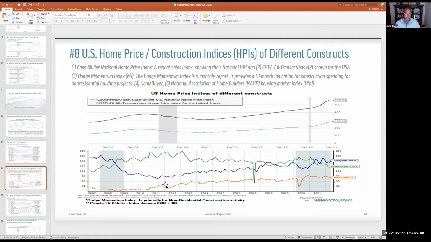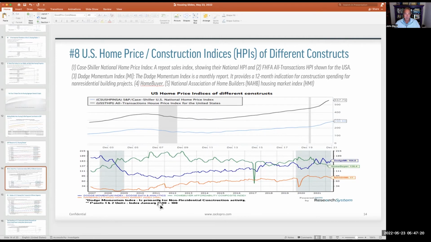Down here, an interesting set of mixes. Dodge Momentum Index. This is a monthly report. It comes out with a 12-month indication for construction spending. So the Dodge one is the blue line. I'm going to show you that here. This is also very strong. A lot of construction activity, very bullish. And then we've got this home buyer affordability composite, which is actually at a very low level. So home buyer affordability is bearish. There's very low affordability at a very high price.